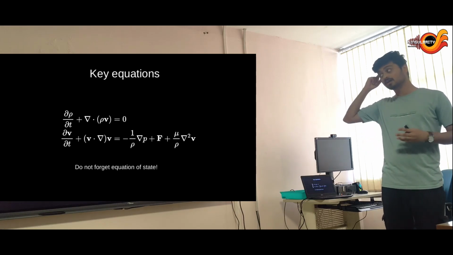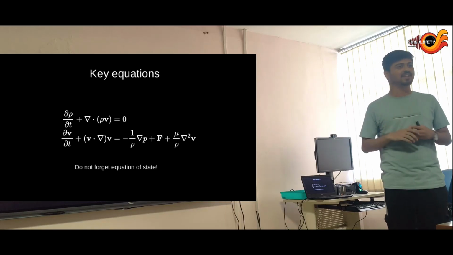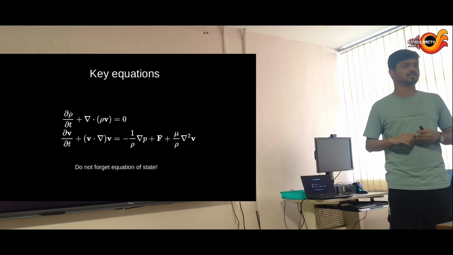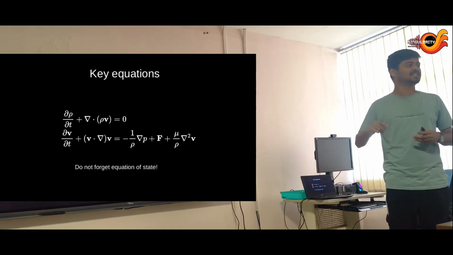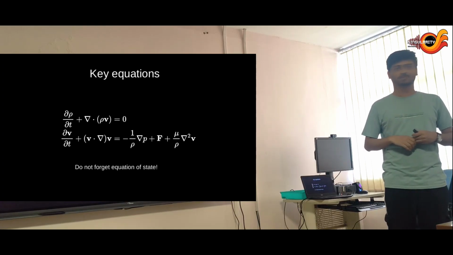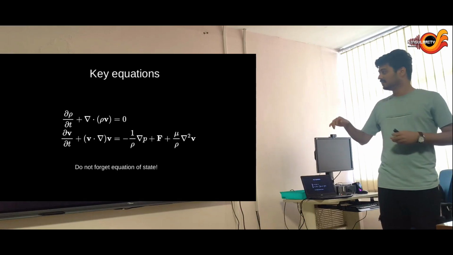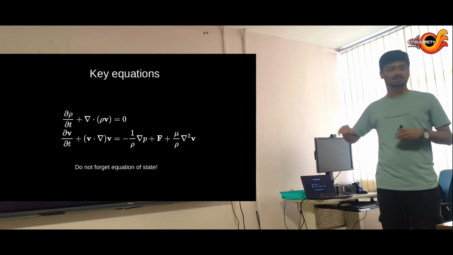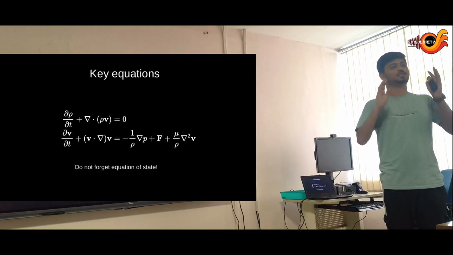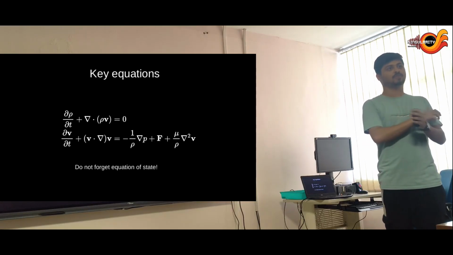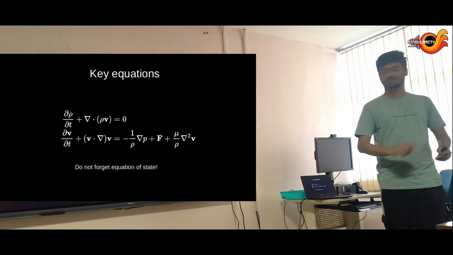The second equation: the first term, del V by del t, is essentially force per unit mass. If you think about it, it's acceleration. That's just force per unit mass. The whole equation is essentially a force balance equation. It's essentially Newton's second law. We are balancing all the forces in the system.